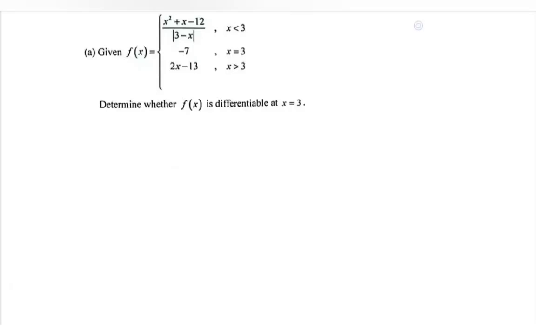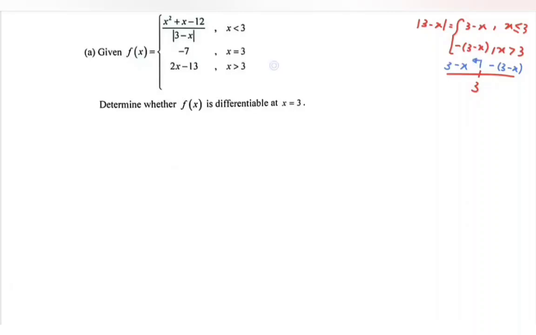So here we have the modulus of 3 minus x. We have 3 minus x, and negative bracket 3 minus x, based on the definition, with the domain x less than or equal to 3 and x greater than 3. So that is the definition. For the left hand side, we have 3 minus x. For the right hand side, we have negative bracket 3 minus x. For x equals 3, we have the left hand side.